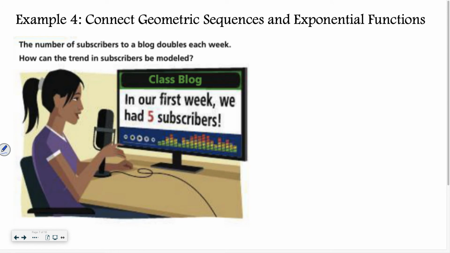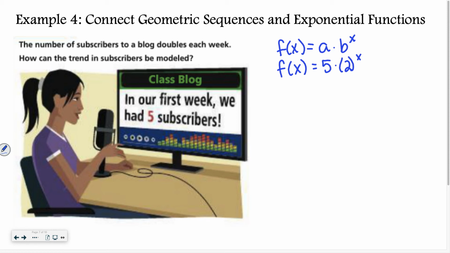Example 4, connect geometric sequences and exponential functions. This whole chapter is about exponential functions, right? So how are they related? So if I want to find the number of subscribers to a blog that doubles each week, and how can this trend of subscribers be modeled? Well, if I go back to my previous knowledge of what an exponential function is, a times b to the x power, right? So I could say f of x, and then remember a represents the initial amount, and then b represented how much it's changing by, and then you would just say x.